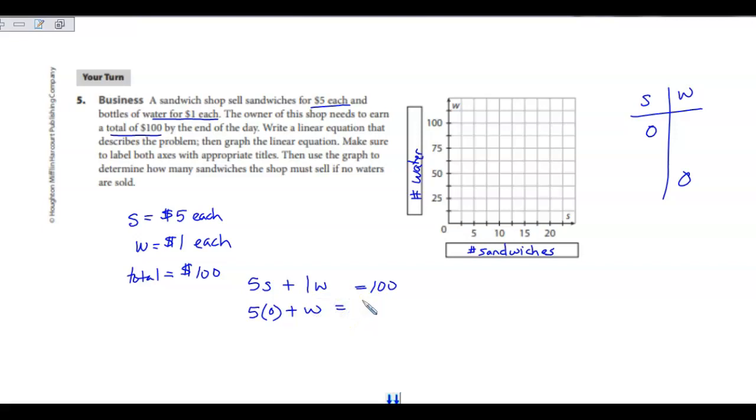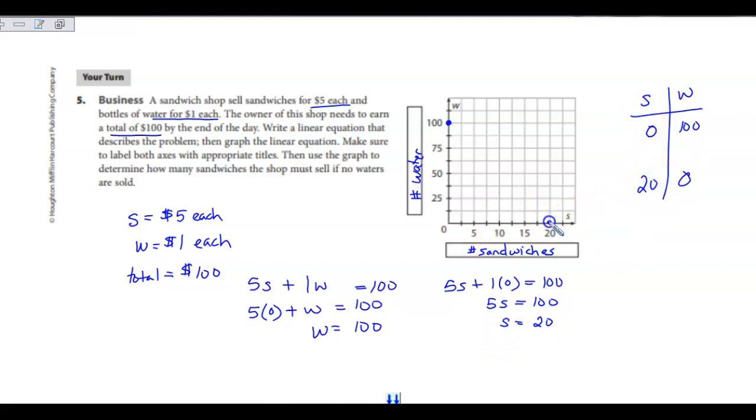5 times 0 plus W equals 100. So W would be 100 because 5 times 0 is 0. And so it's going to be 100. So it's going to be this one right here. If I sell 0 waters, so that'd be 5S equals 100, and divide both by 5, and we find that we can get 20 sandwiches.